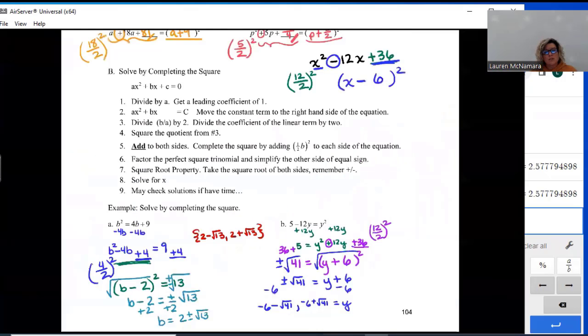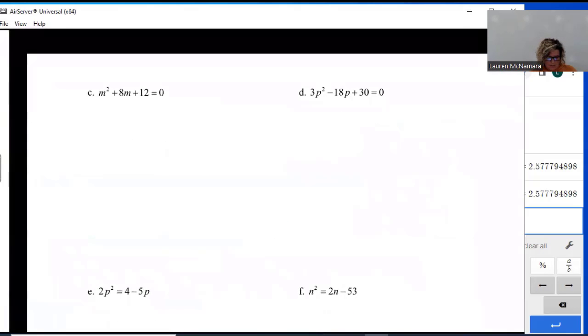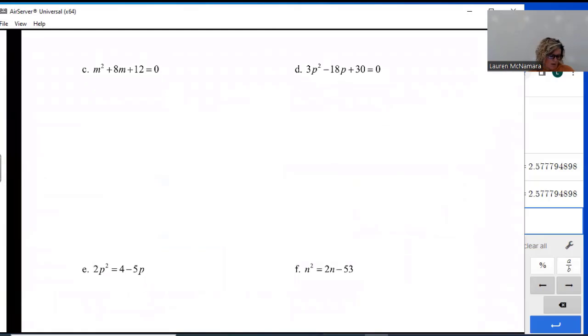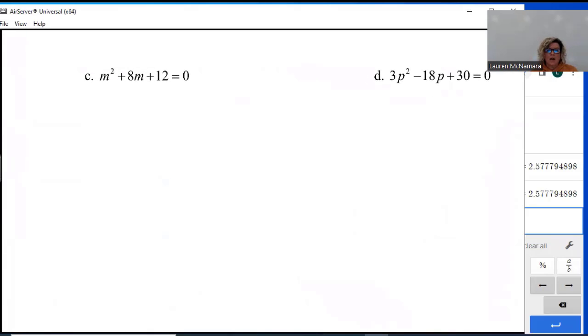All right, so let's do a couple more examples here. Let's look at C. So C is in standard form. I don't want it in standard form. I want my constant on the other side. So I'm going to move that constant to the other side by subtracting 12 from both sides. So now I have m squared plus 8m, leave a space, equals -12.